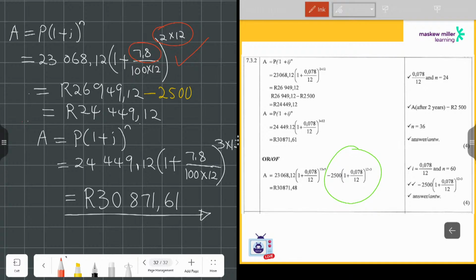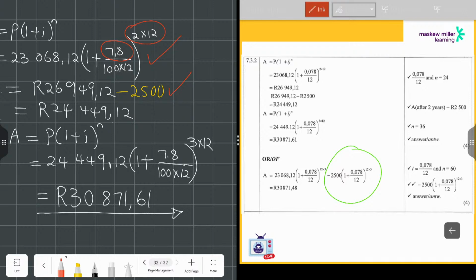As well as whenever you decide to subtract your 2,500, we'll give you the mark for that. And then when you come to the second part, where you have identified that your N is now going to be 3 times 12, which gives us 36. That is what we are giving the mark for. Then after that, we give the answer.